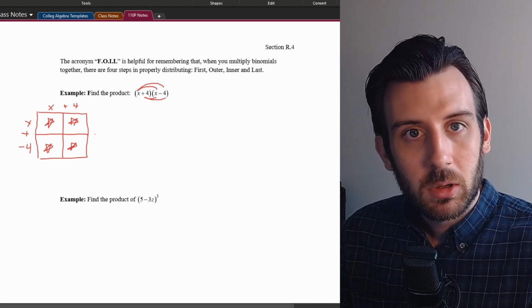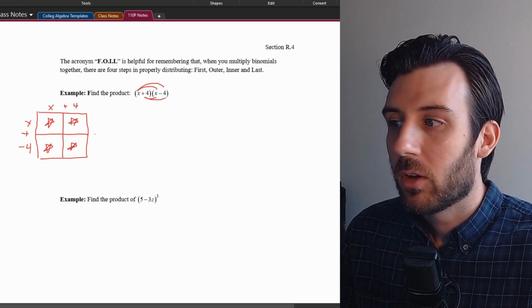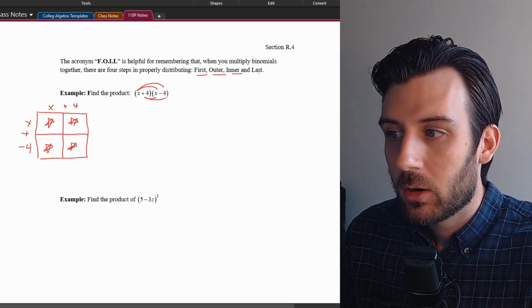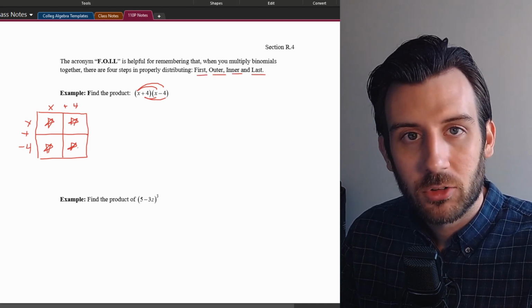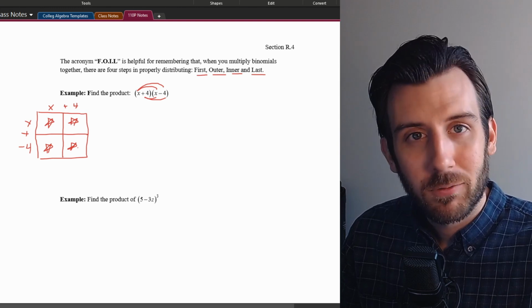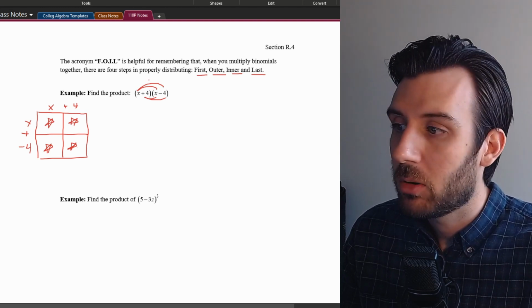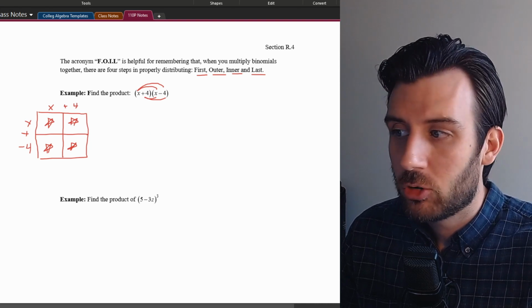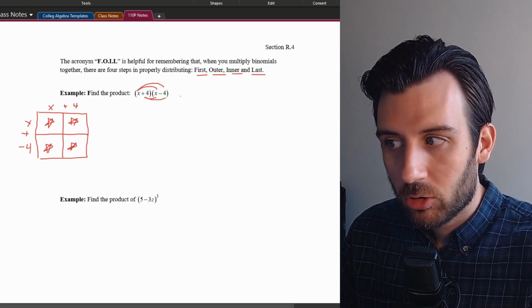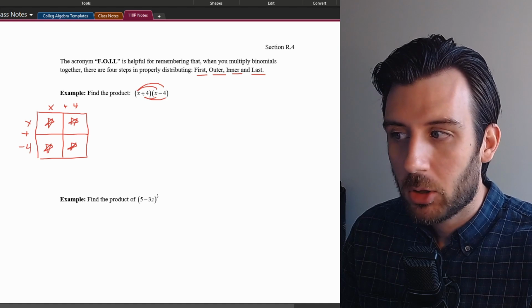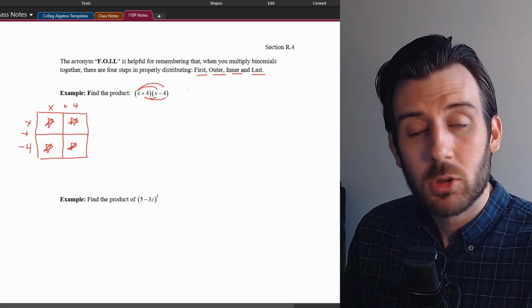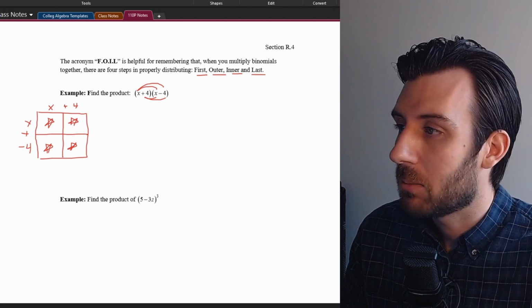The acronym that many of you have heard is FOIL, which stands for first, outer, inner, and last. And it's just a way for us to recall that there are 4 steps whenever we multiply this binomial times another binomial. It's that the first terms are going to multiply, the outer terms are going to multiply, the inner terms are going to multiply, and the last terms are going to multiply. And if you're comfortable with where this comes from, you have my permission to use this as a shortcut. It can be quite helpful.